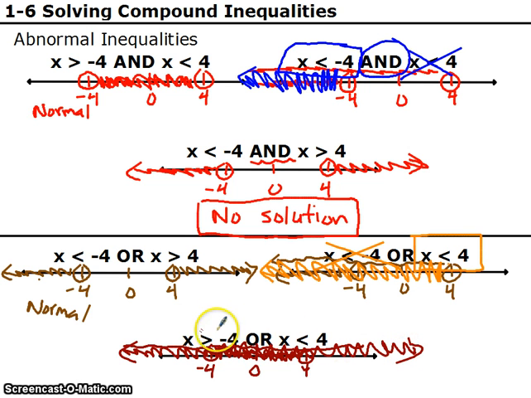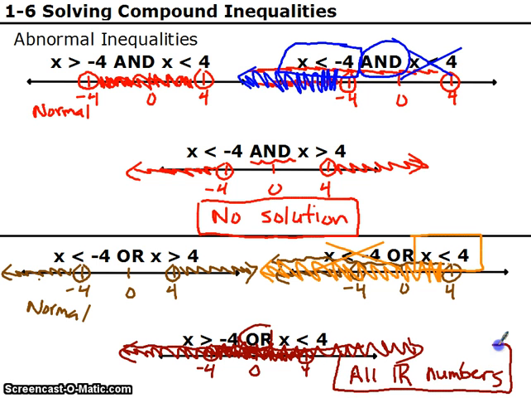So if you get a typical AND graph, but it's actually an OR problem, the answer is all real numbers. Again, they don't happen often, but be on the lookout for these abnormal inequalities. They will show up on you.